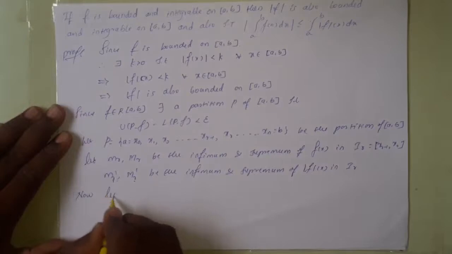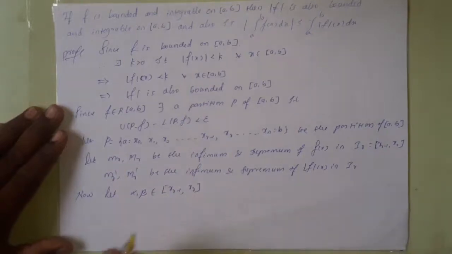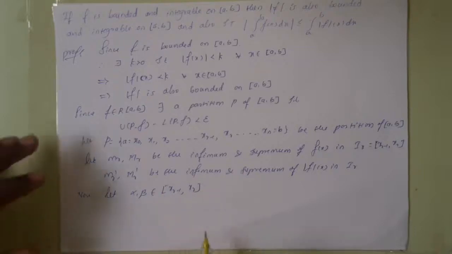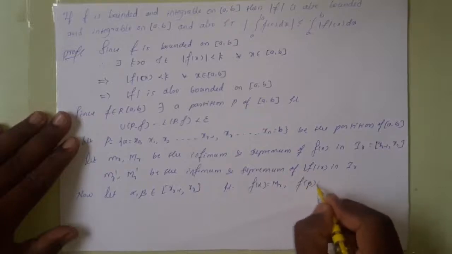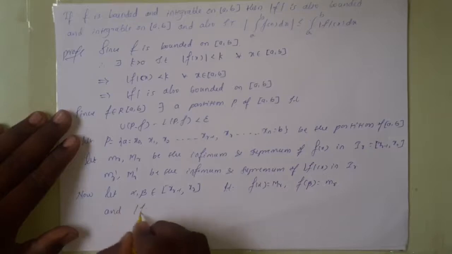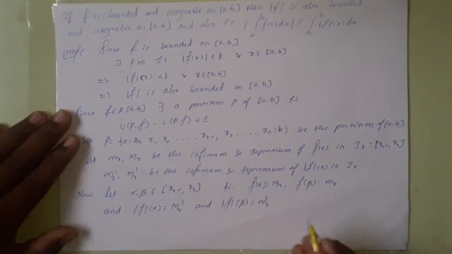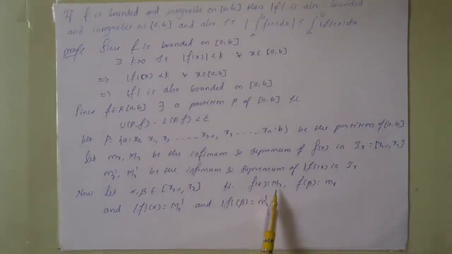Now let alpha, beta belong to [x(r-1), x_r], the rth subinterval. So let us consider two points alpha and beta in the rth subinterval such that f(alpha) is equal to capital M_r, meaning the supremum, f(beta) is equal to small m_r, and |f(alpha)| is M_r' and |f(beta)| is equal to m_r'. These are the two points in the rth subinterval such that f(alpha) is the supremum of the function f at the point alpha and f(beta) is the infimum of the function f at the point beta. Similarly for the function |f|, |f(alpha)| is equal to M_r' and |f(beta)| is m_r'.